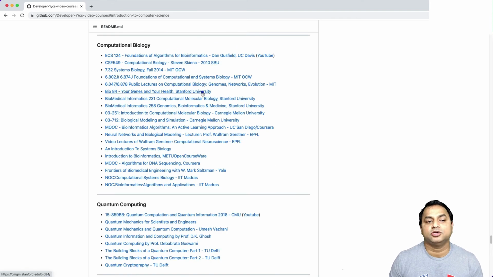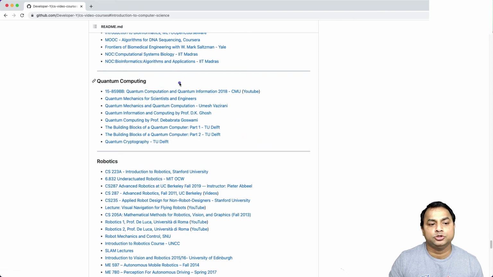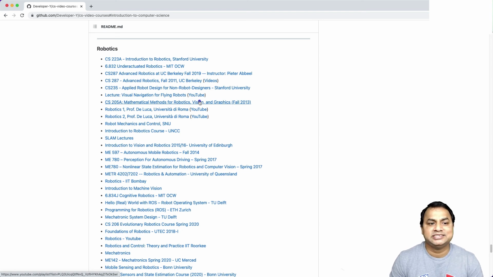Computational biology, this talks about algorithms for bioinformatics and healthcare related stuff. If you are in a healthcare subject, then you can check that as well. And then quantum computing is also there. Nowadays quantum computing has become very popular. And robotics, so now you can see that robotics is very popular. When AI becomes dominant in another 5 years, you can see many robots will be developed. Currently robots are available, but it's not strong AI, as they call it. Nowadays we are using weak AI.